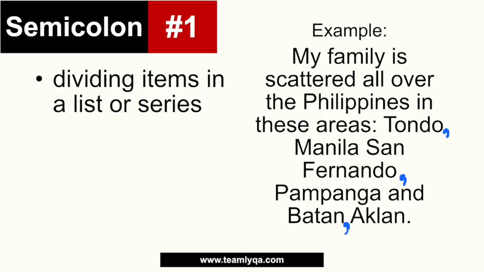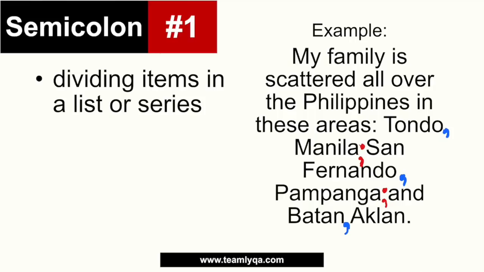So dahil ganun na may additional information dun sa list or sa series, ang gagamitin natin in between instead of just commas ay semicolon. Okay? So ibig sabihin magiging Tondo, comma, Manila, semicolon, San Fernando, comma, Pampanga, tapos another semicolon, and then end Batan, comma, Aklan. Okay, so again, dito nagdagdag tayo ng semicolon right here and a semicolon right there. Where normally, comma lang yan.